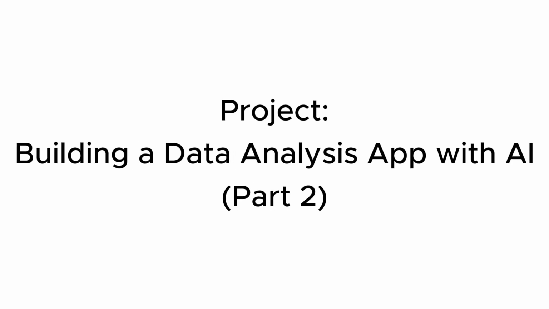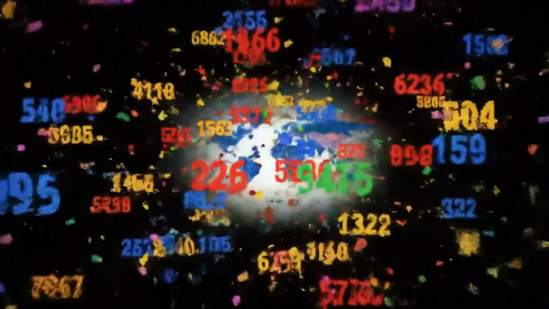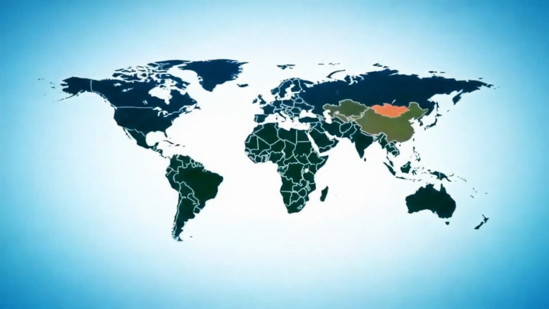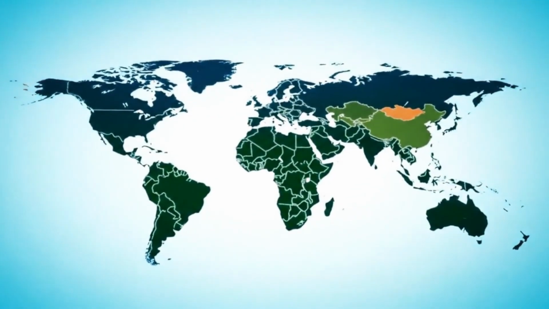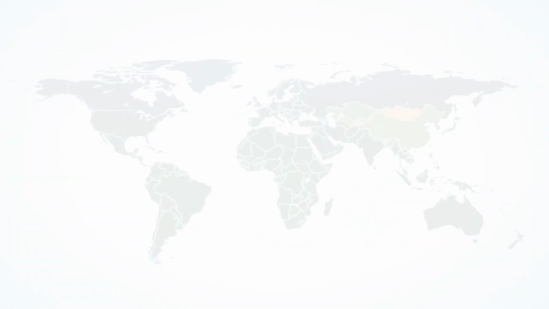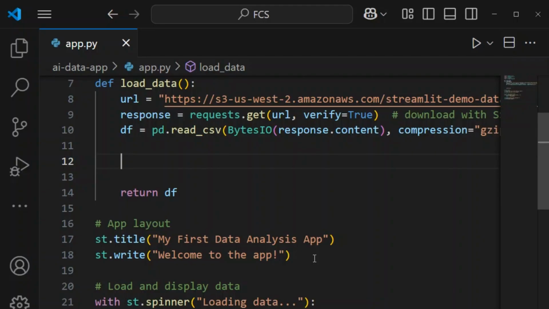In the last part, we used AI to set up our project and install our libraries. But our app isn't doing much yet. In this lesson, we'll dive into the heart of the project, data cleaning and visualization. We'll use our AI assistant, GitHub Copilot, to help us with complex data transformations and plot our first interactive chart. By the end of this part, you'll have a working app that not only loads data, but also makes sense of it. Let's get started.